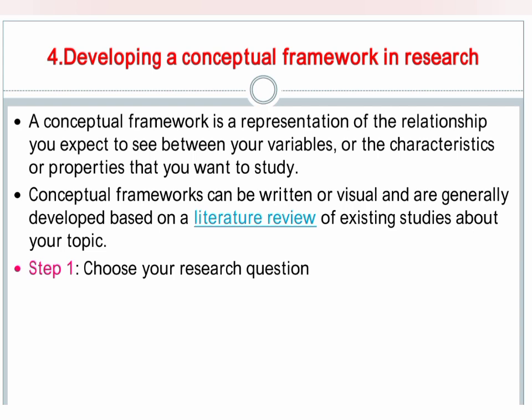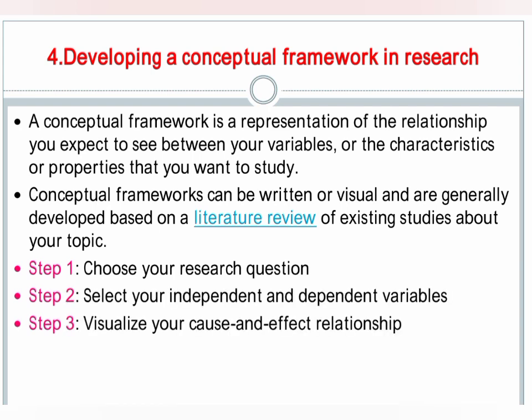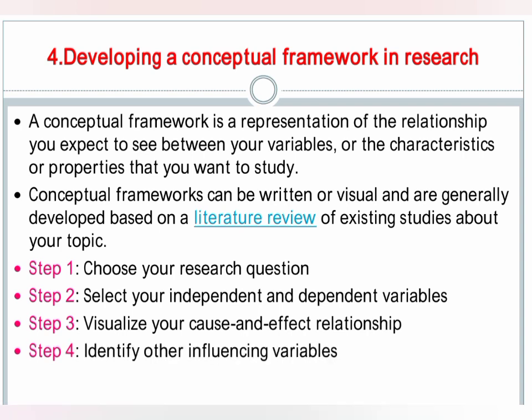Okay, so the first step is choose your research question. Step 2 is select your independent and dependent variables. Step 3 is visualize your cause and effect relationship, and step 4 is identify other influencing variables. So these are the 4 steps for conceptualizing the frameworks. So this is about how to review the literature in research.